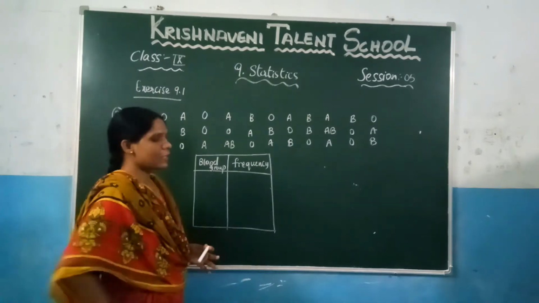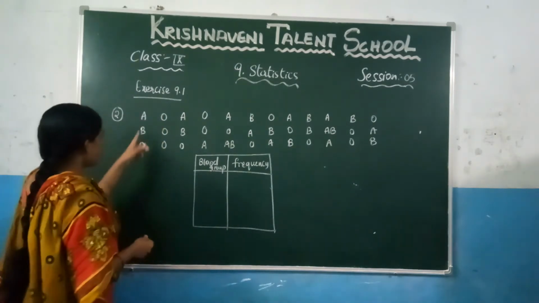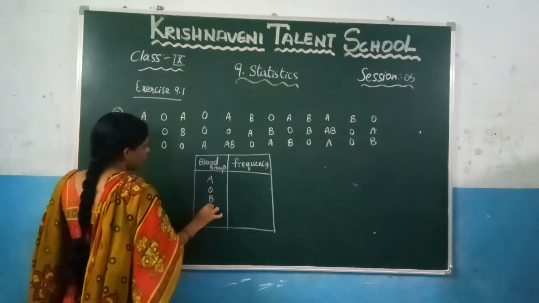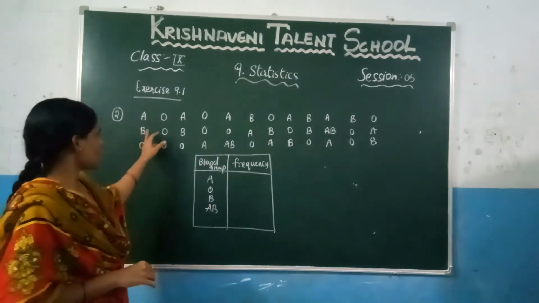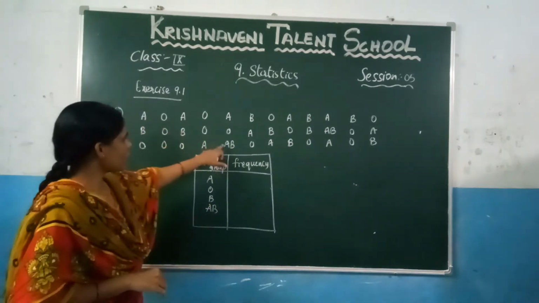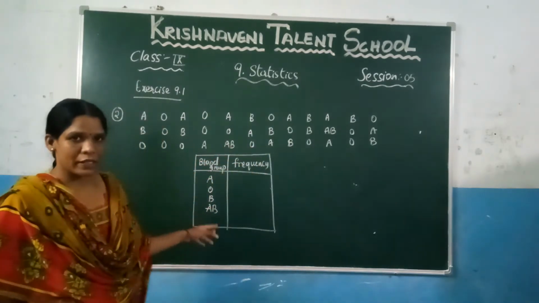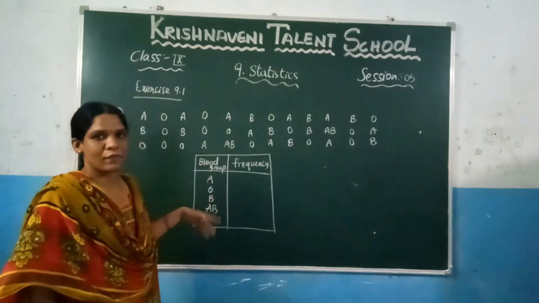So let us see here. How many blood groups you can observe here? A is there, right? O is there, B is there, AB is there, right? These are the blood groups. You can observe here: A is there, B is there, AB is there, and O is there. Now you need to find how many persons are there who is having the blood group A.